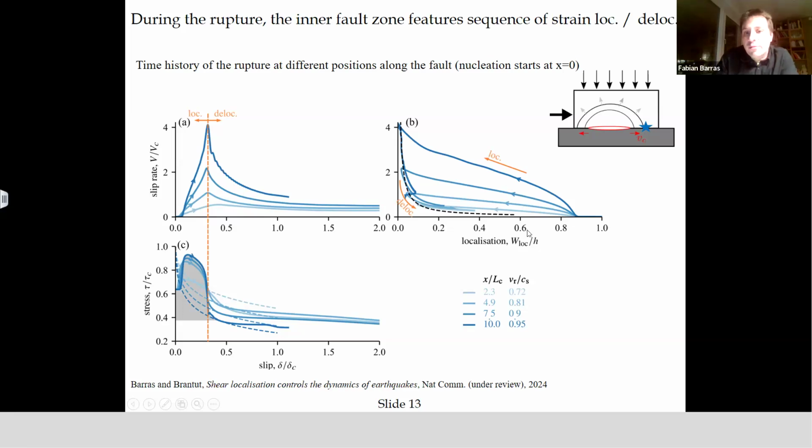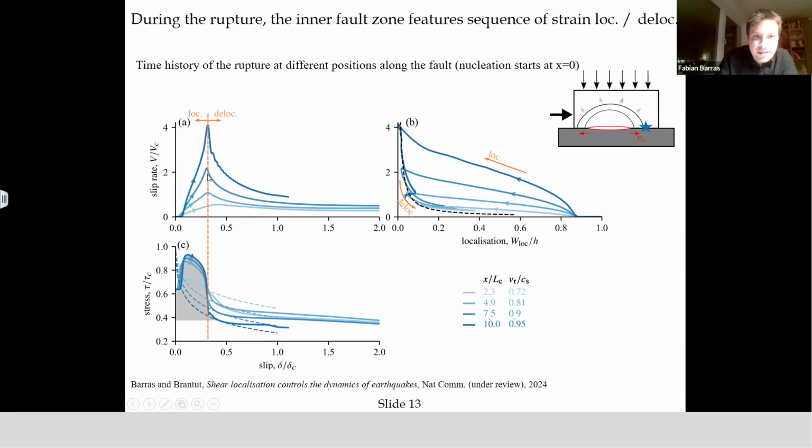And if I look at the profile of W log, so how localized the strain rate is at each of these steps, it's what I've shown you already before when I looked at the snapshot. Initially, I have a localization sequence, and when I reach peak stress, this is followed by a delocalization. I can really identify that before the peak, it's a localization process. After the peak, it's a delocalization process.